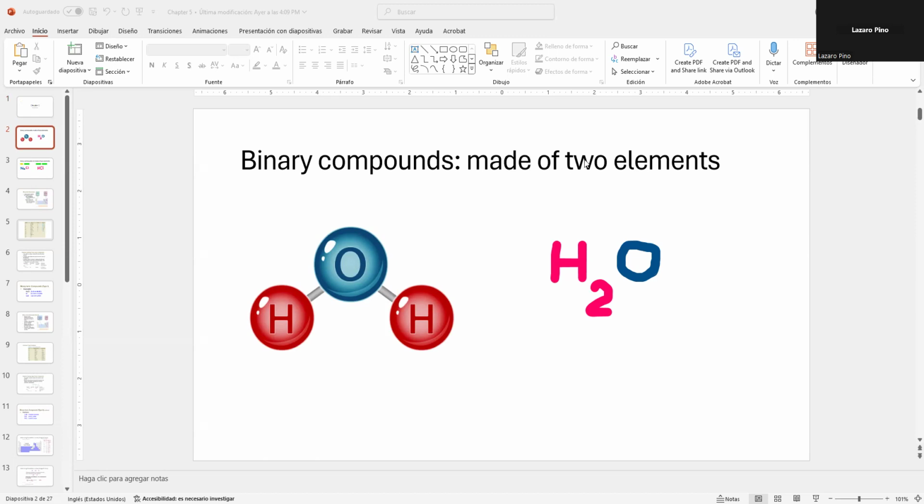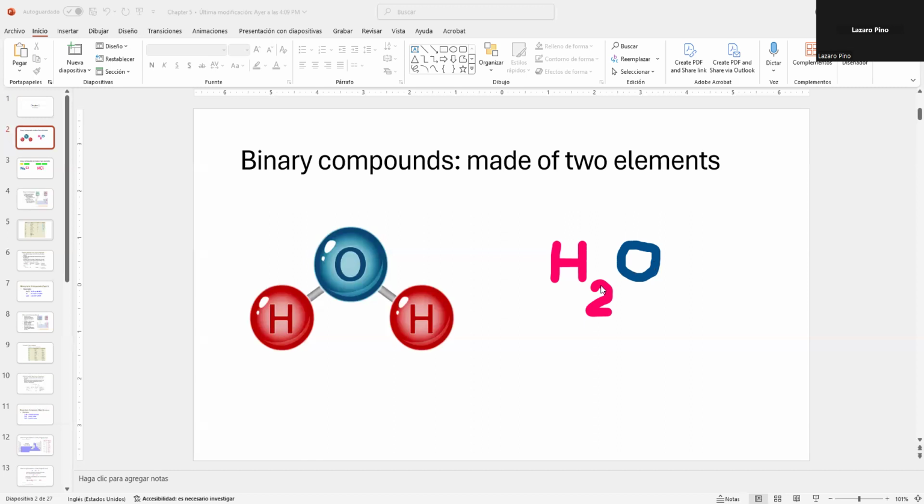They are made of two elements. As you can see here, we have one atom of oxygen and two atoms of hydrogen. The way that we do it is to write first the element that is more to the left in the periodic table. In this case, it is hydrogen. And then we write the element that is more to the right.